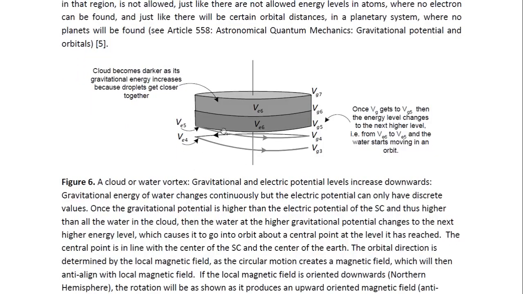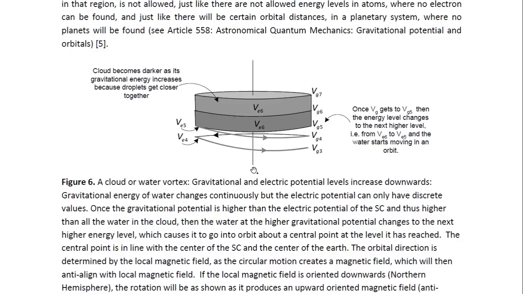So a cloud over water vortex, which is what we see here, has gravitational and electric potential levels which increase downwards. Gravitational energy of water changes continuously, but electric potential can only have discrete values. Once the gravitational potential is higher than the electric potential of the stellar core, and is higher than all the water in the cloud, then the water at the higher gravitational potential changes to the next higher energy level, which causes it to go into orbit about a central point at the level it has reached.